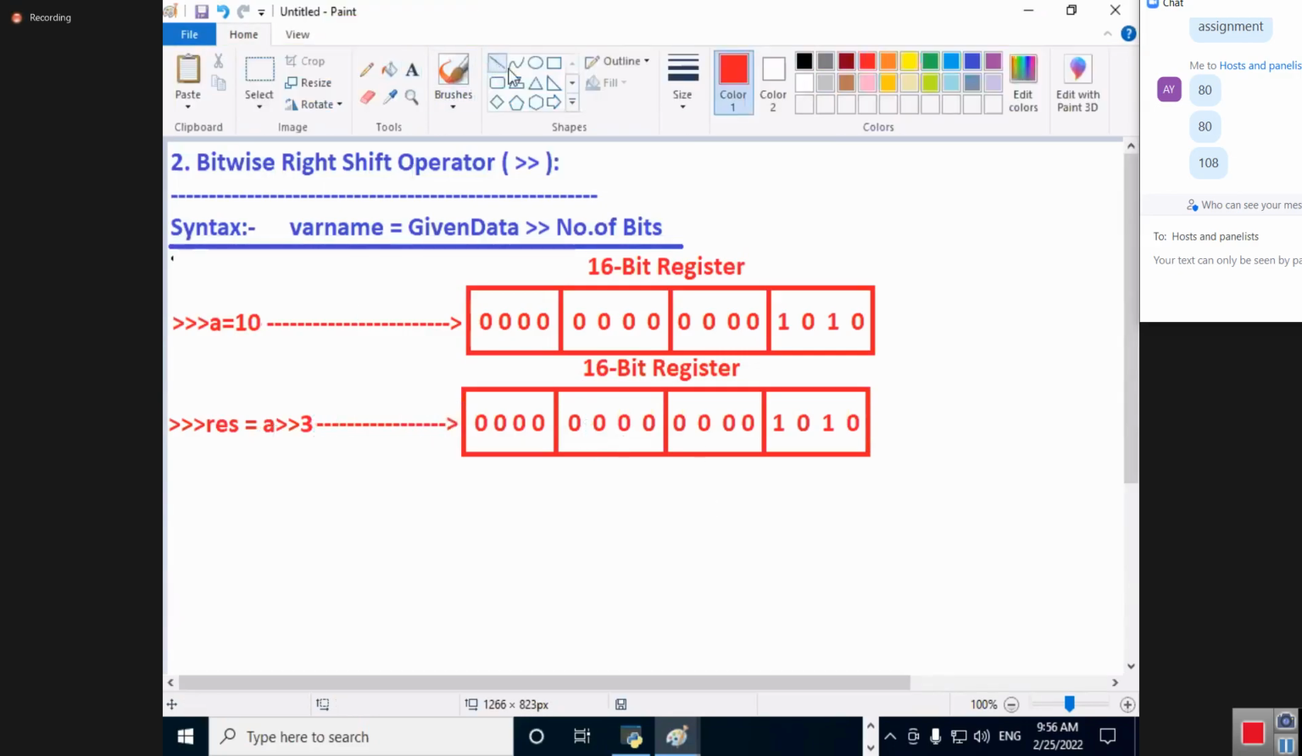3 things are there. This 0 will be flipped off. This 1 will be flipped off. And this another 0 also will be flipped off. So these things will be flipped off. Coming to the point of it, these things are flipped off.